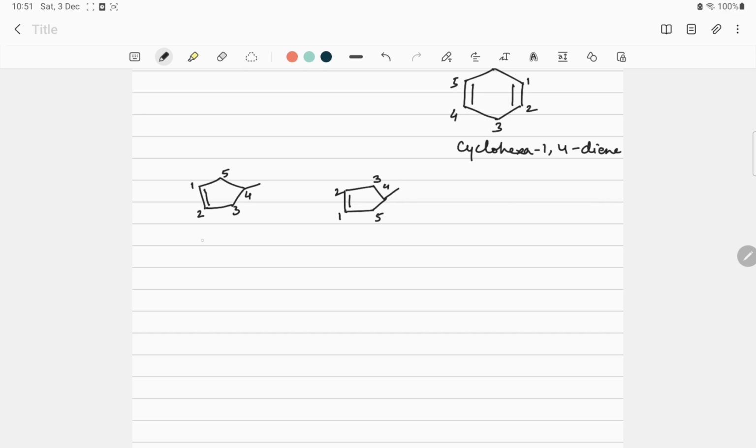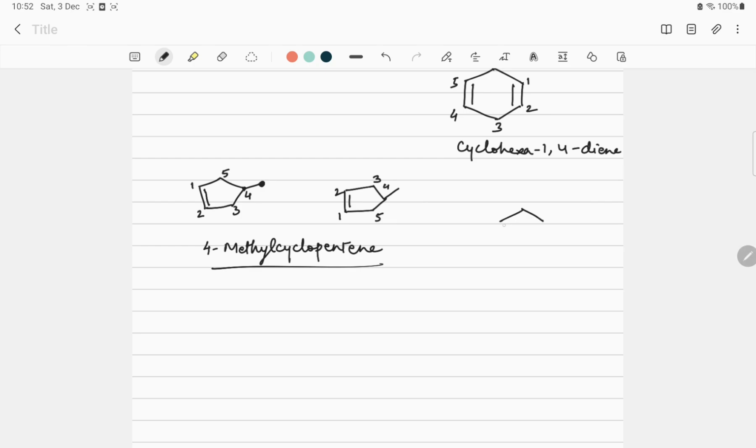So, what should be the name of the compound? It should be 4-methyl, because this substituent contains only one carbon. This carbon is part of the ring, so this won't be considered. Only one carbon is there. So, it is 4-methylcyclopentene. Both are equally good. If we are not mentioning the position, it means the double bond is at number 1.